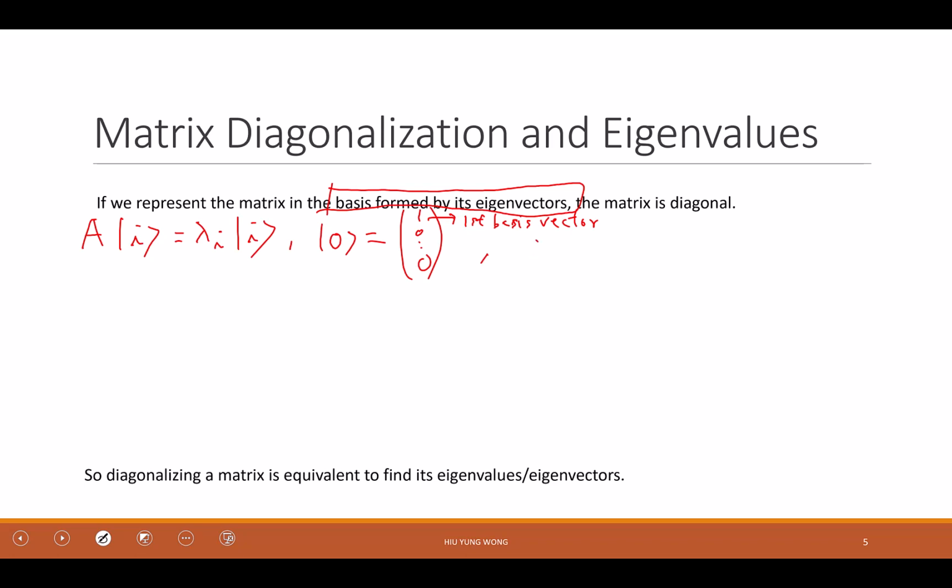Then what is the ith eigenvector? How do I represent it? It must be 0, 0, and then 1, and then 0. And this is the ith location, right? And the last one, n minus 1, it must be 0 all the way to 1. This is because this is the definition. Right? I hope you understand the representation of basis, right?